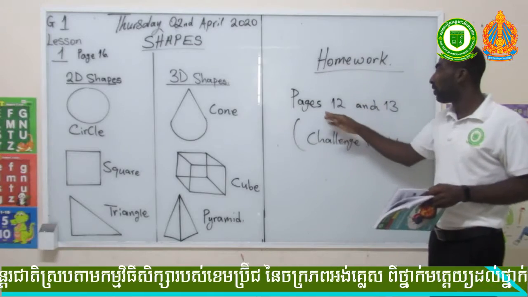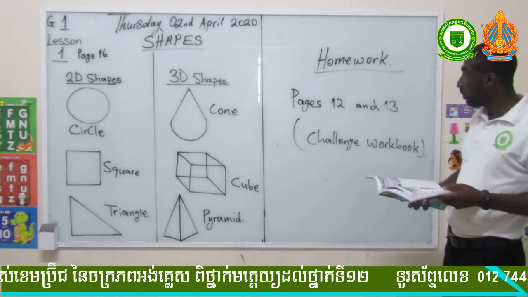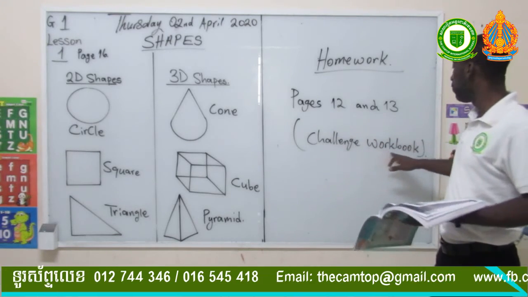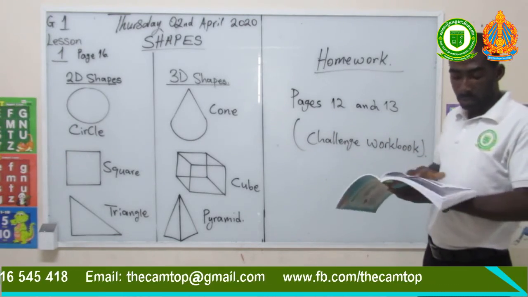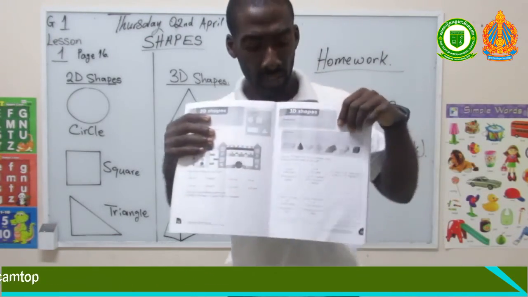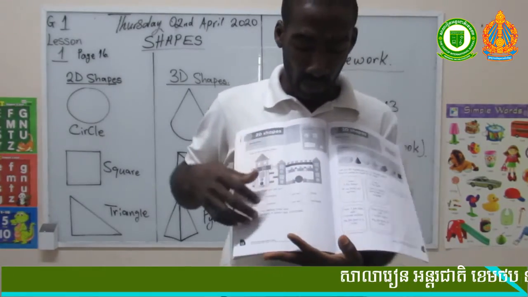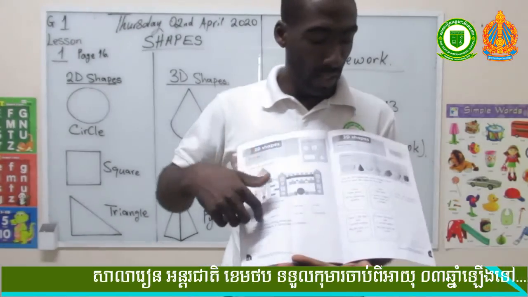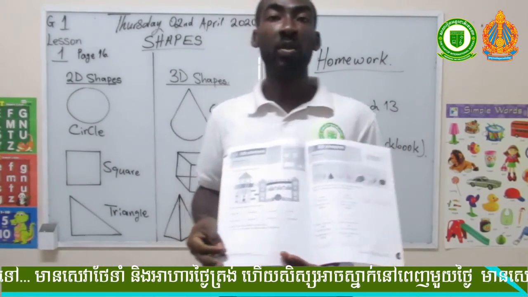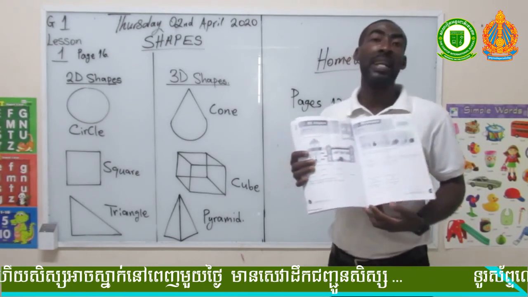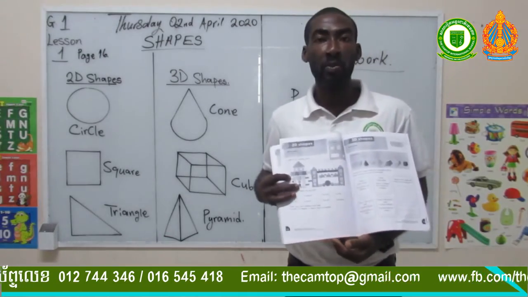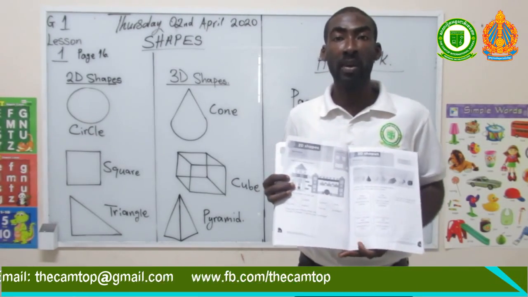We have a homework that we have to do. The homework can be found at page 12 and 13 of our challenge workbook. Okay, so open at page 12 and 13 of the challenge workbook parts of your textbook. You will see the homework that you have to do over there. Okay, so I'll be looking forward to getting your homework before our next class, and we'll discuss this also in our group so that you will know the deadline for our homework.